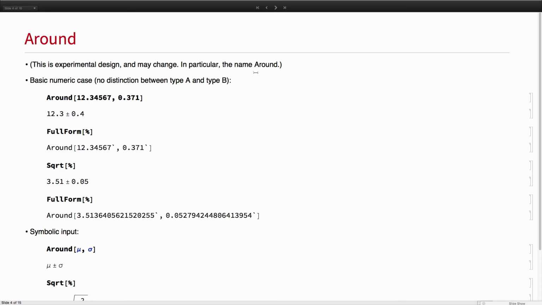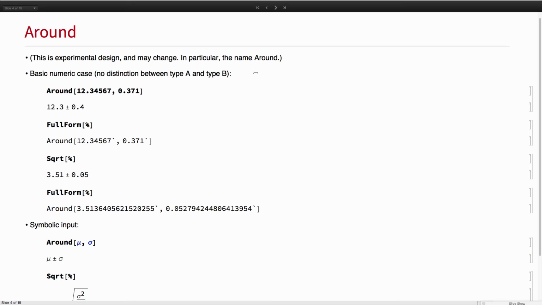Okay, so let's go for the main object being introduced here. This is this concept of Around. So I have to start by saying that this is all experimental design. It may change, and in particular, because Stephen is not very happy with the name Around, this will probably change. It's very difficult. We have been considering lots and lots of names. So we would love to hear if you prefer some particular name or have suggestions.